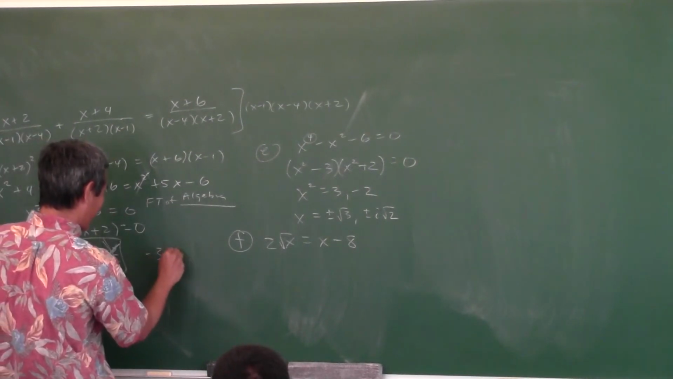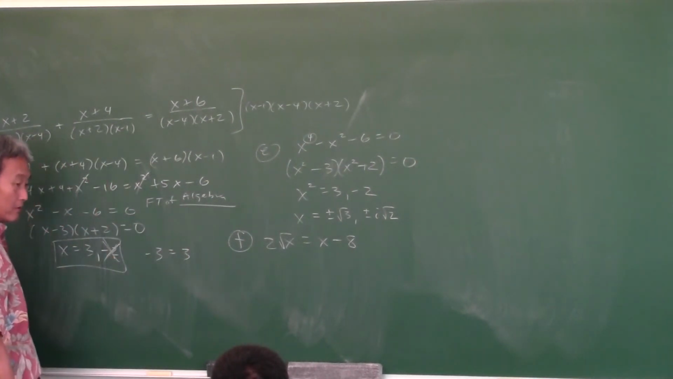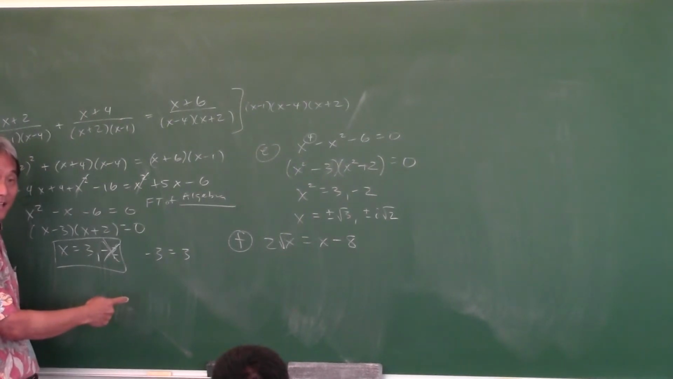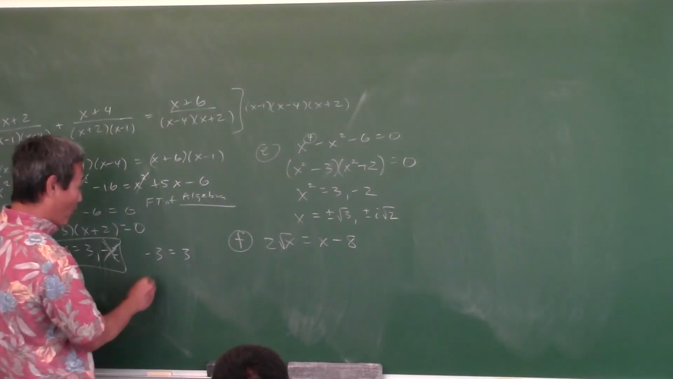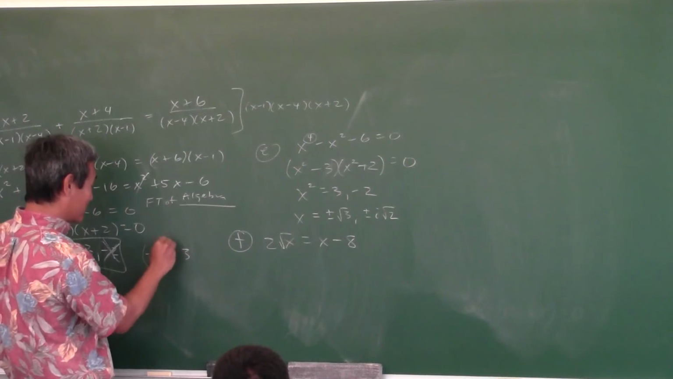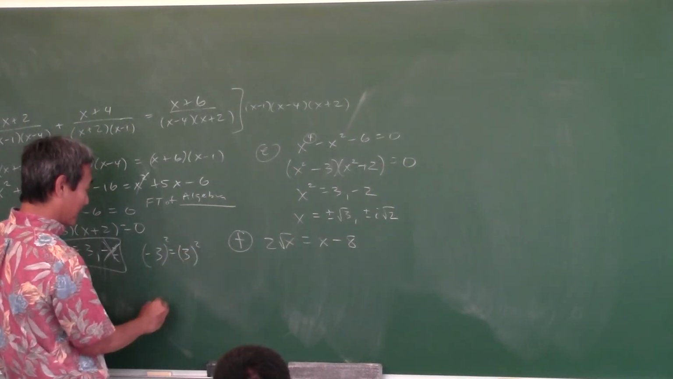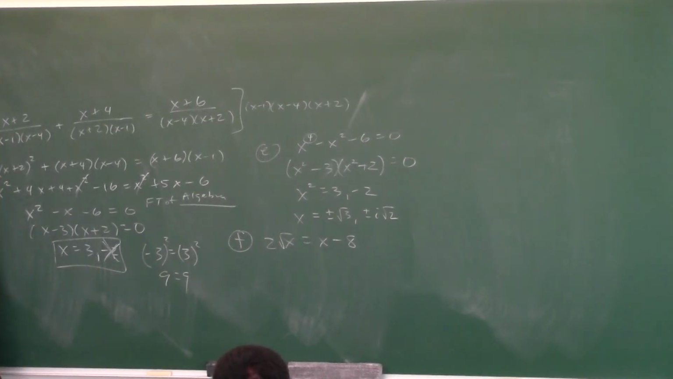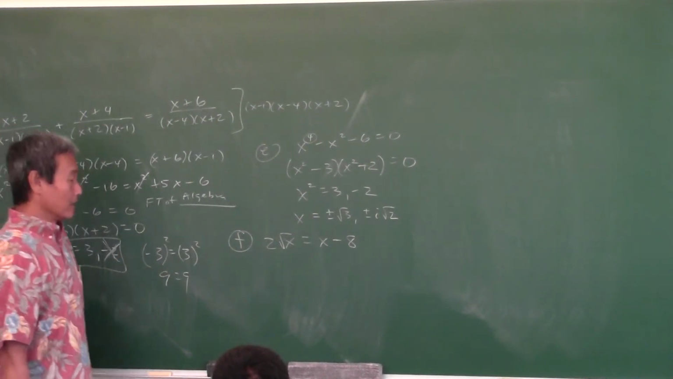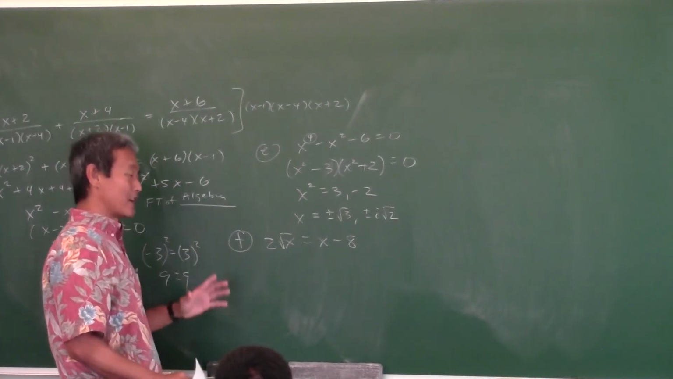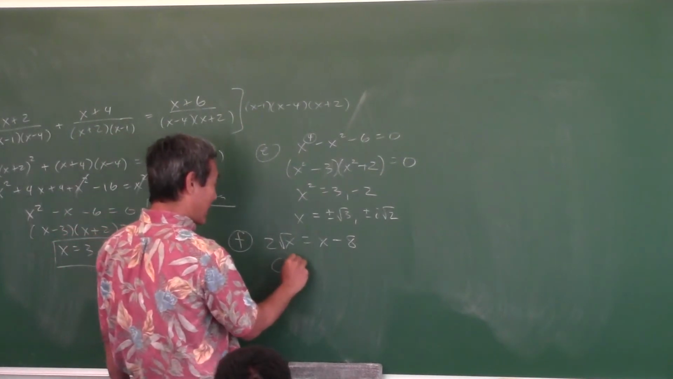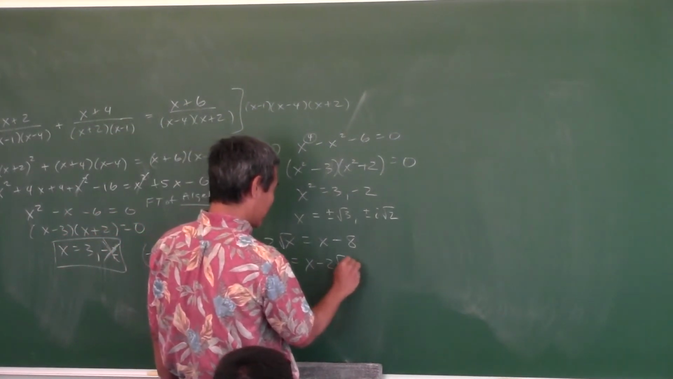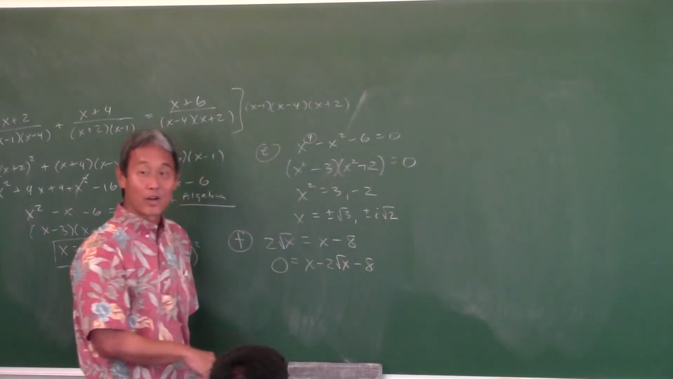Okay. Is negative 3 equal to 3? Yes or no? No. But what happens when you square both sides? Is 9 equal to 9? That's why you gotta check your answers. So yes, you can square both sides, but you gotta check. But watch this. Instead of doing that, why not do this? Because now it has quadratic form.